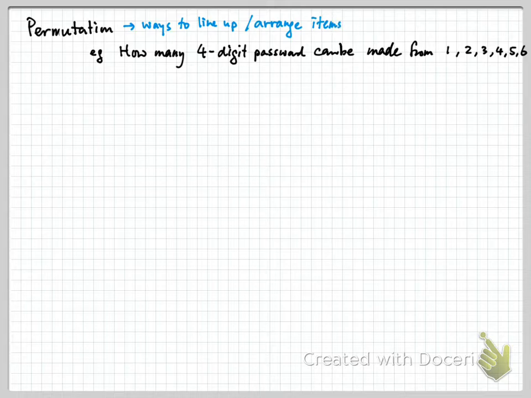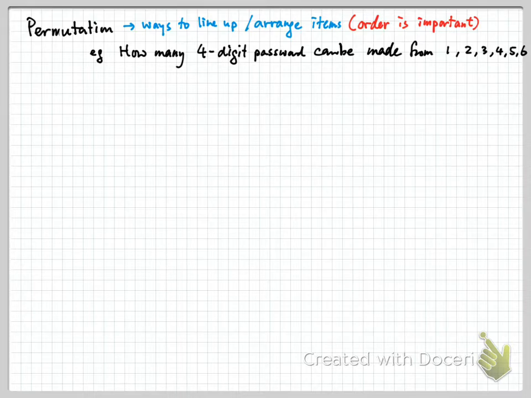Now, there's a very important idea in permutation: the order, how one number comes in front of or behind the other, is important. So 1, 2, 3, 4 is different from 4, 1, 3, 2, even though they have the same digits. For example, if you want to make a 4-digit password from the numbers 1, 2, 3, 4, 5, 6, how many ways can we do that? How many different passwords can we make?